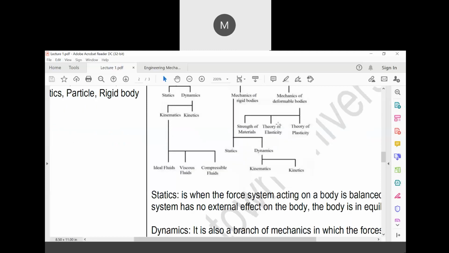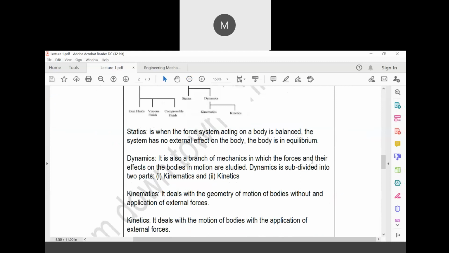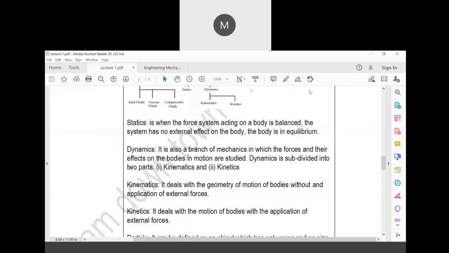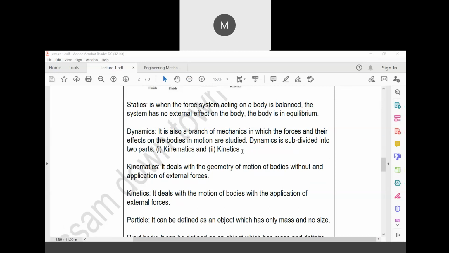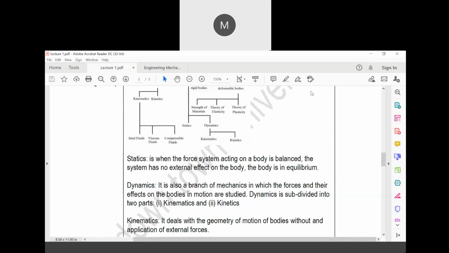Okay. Now, let us go through a few definitions. I hope all of you can see my screen. Yes, sir. And my voice is clear, I think. Yes, sir. Okay.